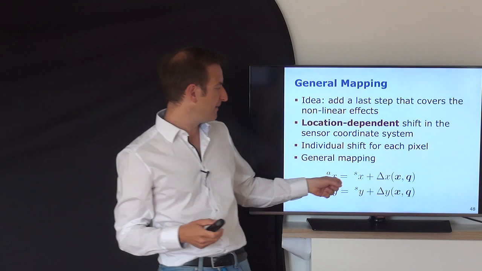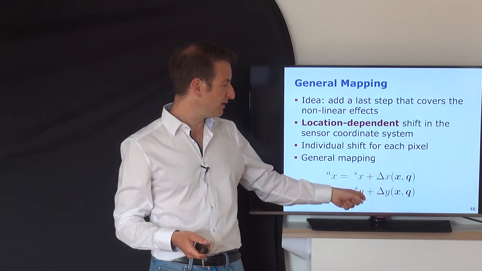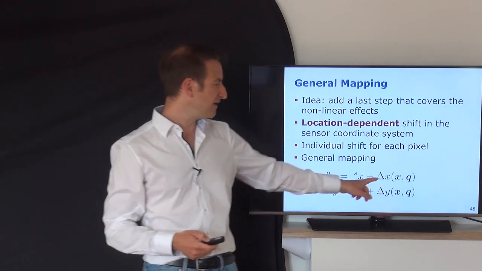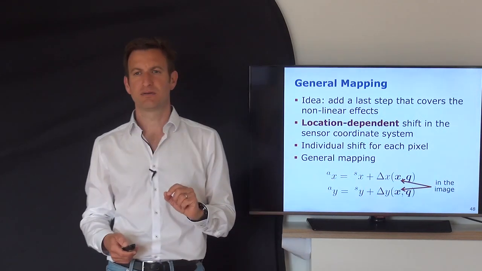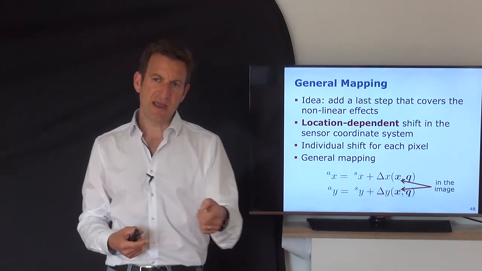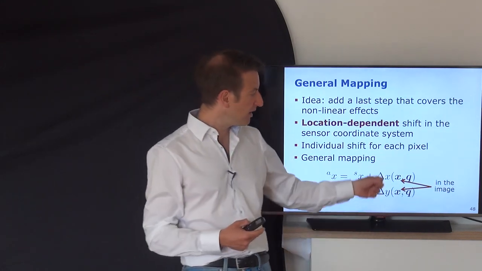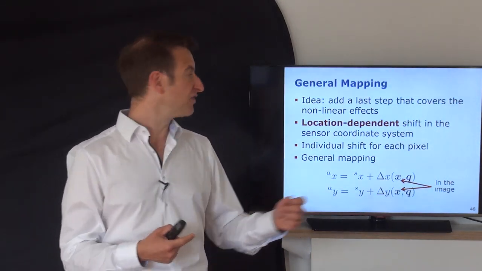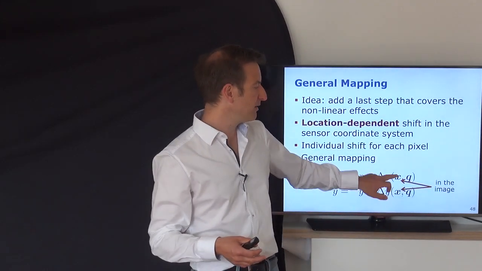And this I can express by saying the point in my most general or arbitrary frame is my original point in the sensor frame, plus a small shift over here. And the important thing is that this shift actually depends on x, so on the location in the image, and on some nonlinear parameters q. So it depends where this point is mapped to in my image plane in order to estimate how the nonlinear location-dependent disturbances actually look like. And this is not an easy transformation that I can very easily express because it can be different for every location in the image.